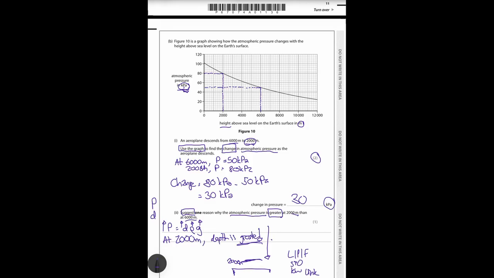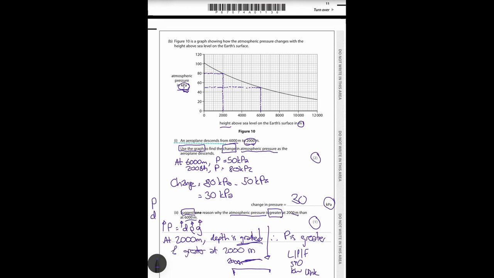And then I can say, therefore, pressure is greater. That's probably enough to get me the mark because it's only a 1 mark question. But just to be safe, I should also say, and this is something that you should know anyway, that in the atmosphere, if we're talking about air or any gases, as the depth increases, the density also increases. So density is greater at 2,000 meters as well, than at 6,000 meters.